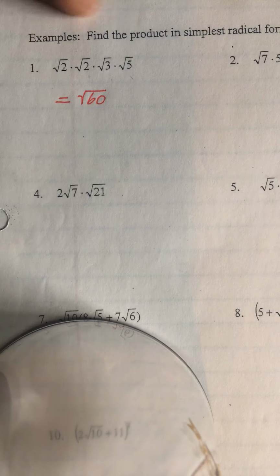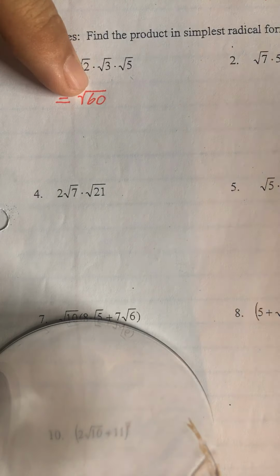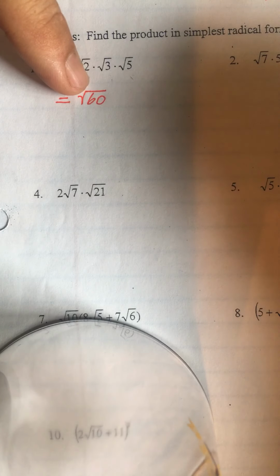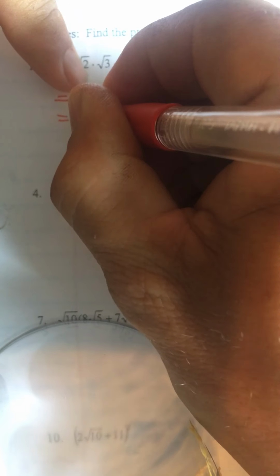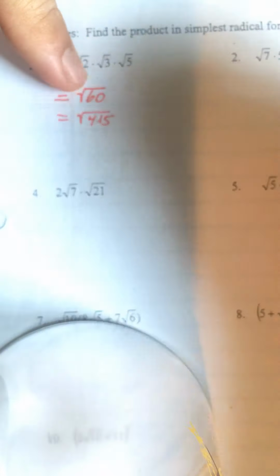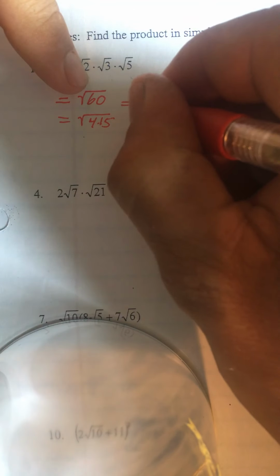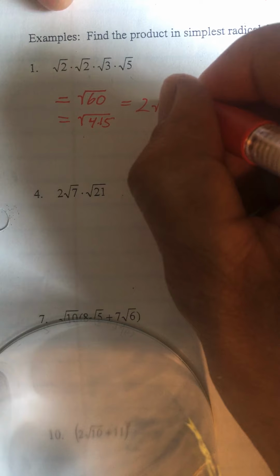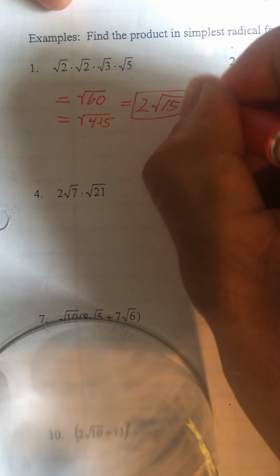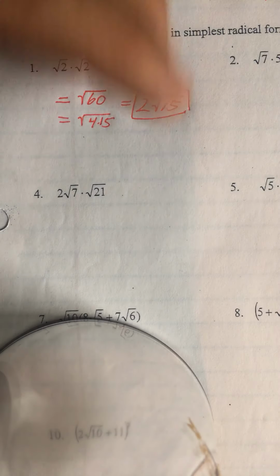And then we have our list at the top of perfect squares. The greatest perfect square that goes into that would be 4. So we're thinking of that as 4 times 15. So our final answer here is 2 root 15. Okay, that's the idea there.